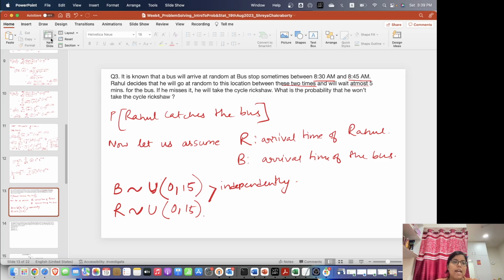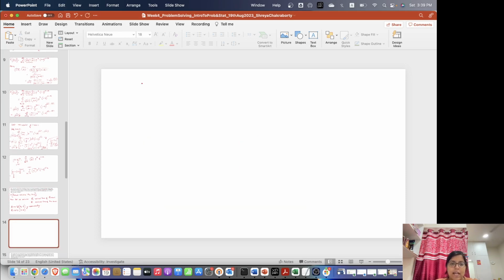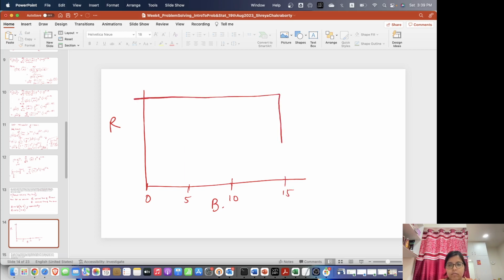Alright. So if I can represent it diagrammatically, let's say this is the arrival time of the bus, and let this be the arrival time of the person. 0, 5, 10, 15, and here also 15, 10, 5. This is the arrival space of both the random variables.